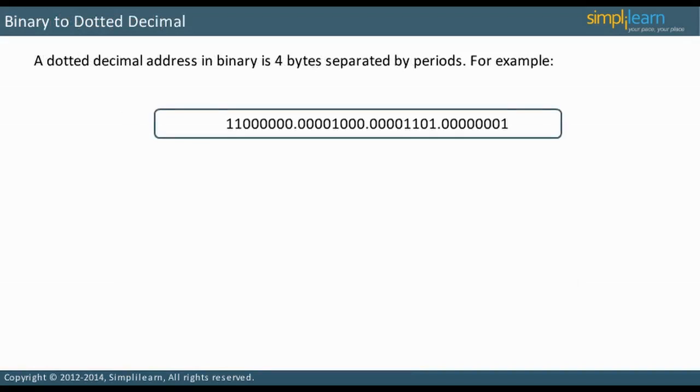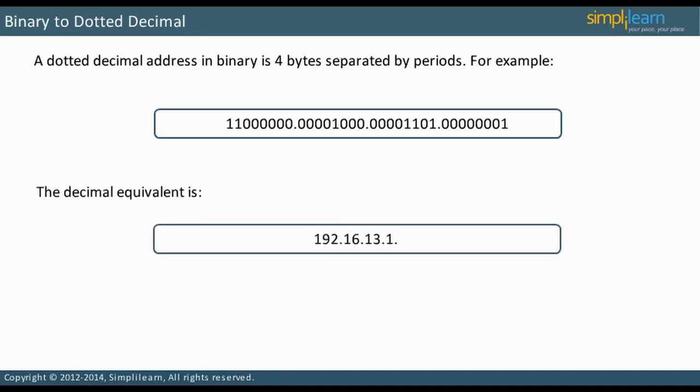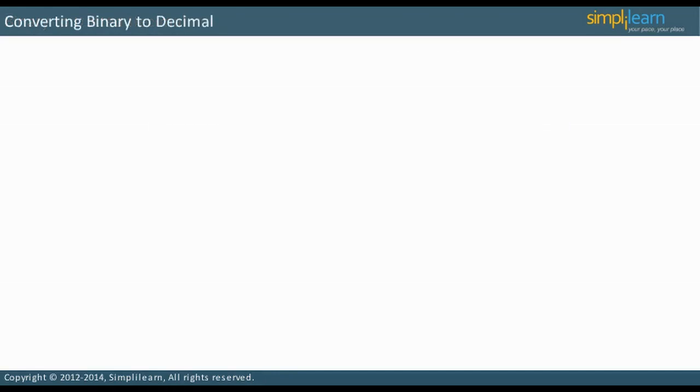A dotted decimal address in binary is 4 bytes separated by periods. The decimal equivalent is 192.16.13.1. To pass the CCNA exam, you must be able to convert binary to decimal addresses. We will discuss how to convert binary to decimal addresses in the following slide.